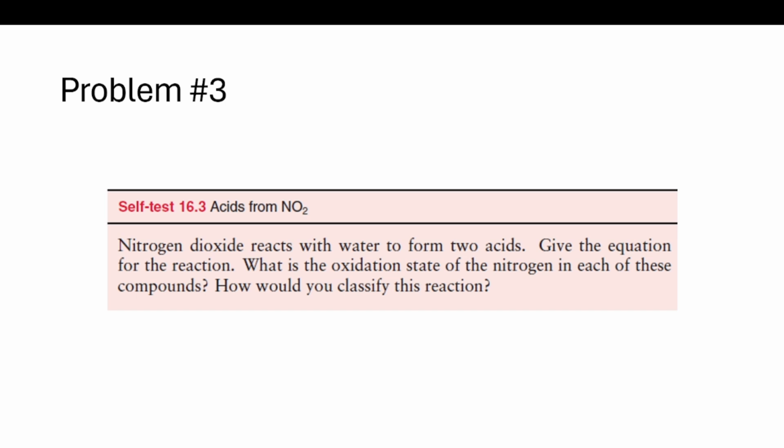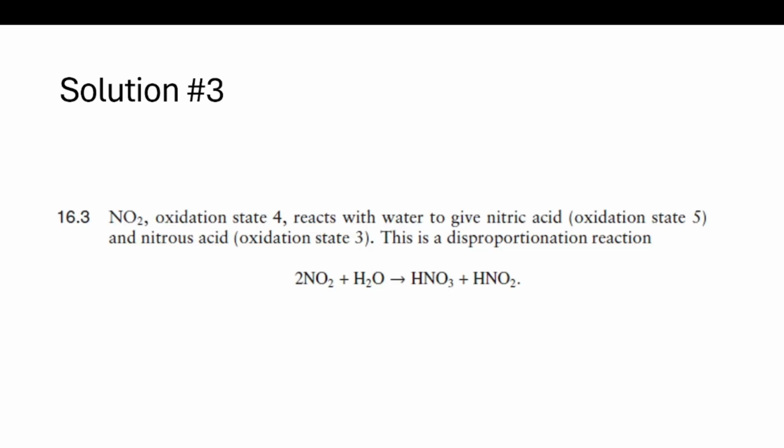Anyways, here is our third and final problem. This one states that nitrogen dioxide reacts with water to form two particular acids. It asks us to give the equation for the reaction and how exactly you would classify this reaction by looking at the oxidation states. Going on to the solution, it is obvious that this gives both nitric and nitrous acid. And this is specifically a disproportionation reaction, as NO2 has an oxidation state of 4, and nitric acid and nitrous acid have an oxidation state of 5 and 3 respectively.